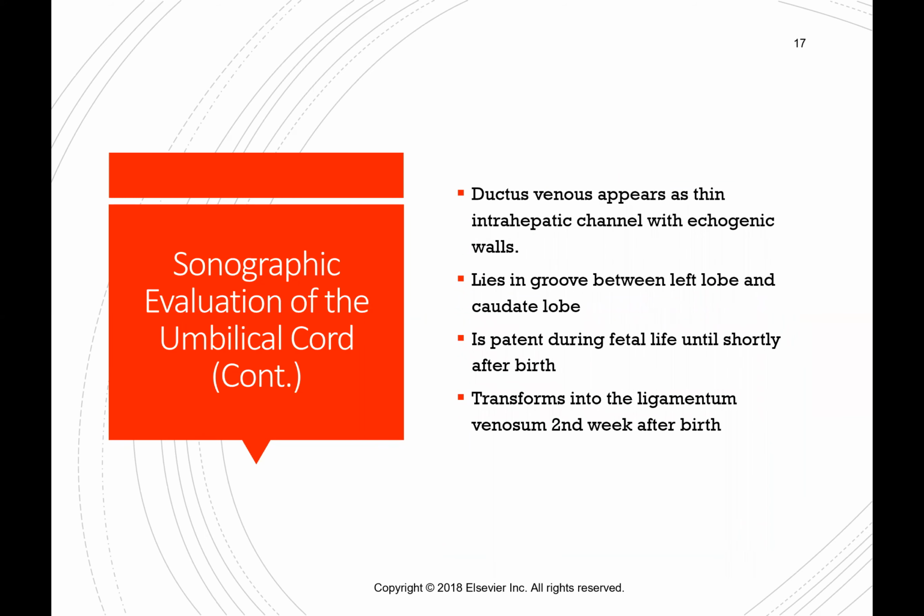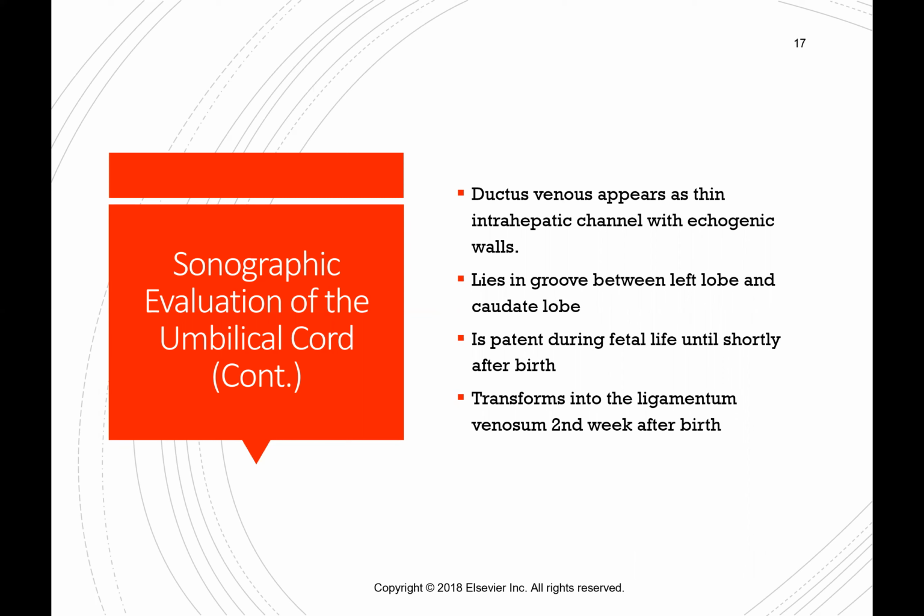Now, the ductus venosus appears as a thin intrahepatic channel with echogenic walls. And what I want you to know about the ductus venosus is it shunts blood from the umbilical vein, from the liver to the heart. So the baby doesn't need tons of blood going to the liver. It needs some, but it really does need more going to the heart.